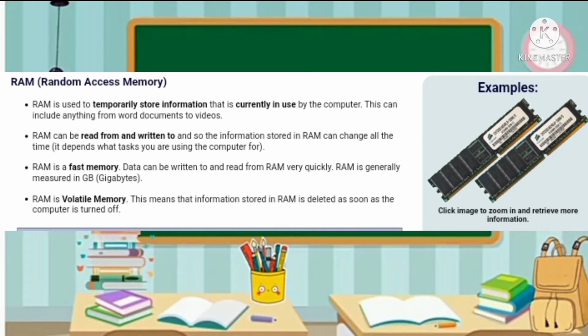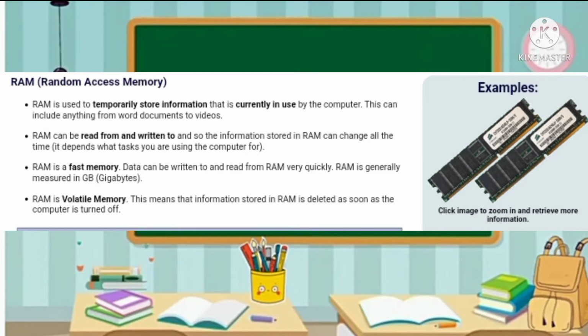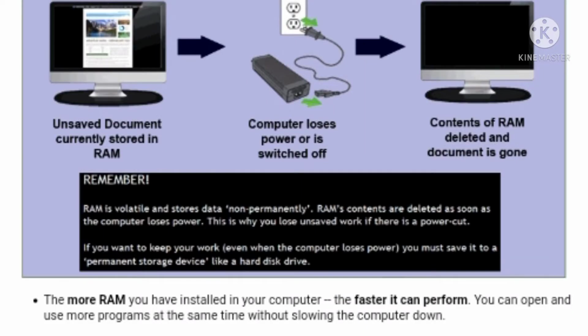RAM is the fast memory. Data can be written to and read from RAM very quickly. RAM is generally measured in gigs or gigabytes. RAM is volatile memory. This means that information stored in RAM is deleted as soon as the computer is turned off. This picture is an example of RAM.